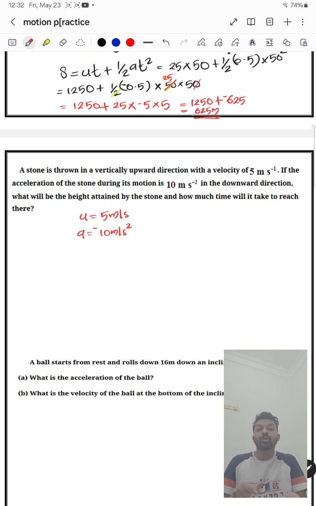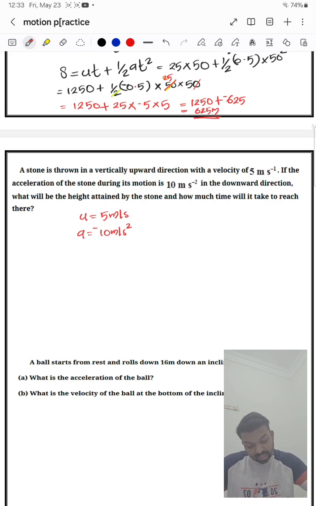Understand one thing: if you're throwing an object upwards, you are actually throwing it in the opposite direction of the gravitational force. So the object is moving upwards even though the acceleration is opposite. That is why the object slows down. So that is why you have to write acceleration, which is equal to minus 10.